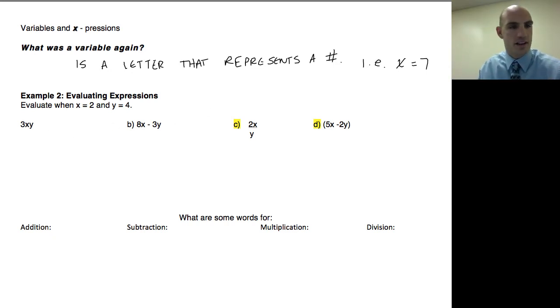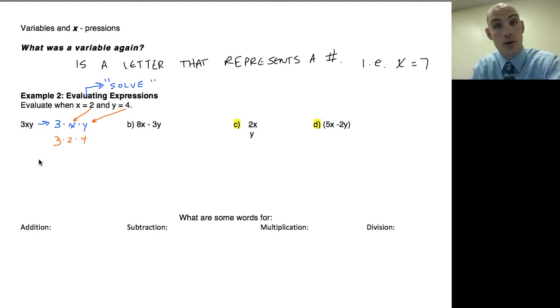And so when we go down to this next section and we start to talk about evaluating, remember what evaluate means? It means solve, right? So we're going to solve these expressions and we're going to use x equals 2 and y equals 4. So the first one is 3xy. Well, this really means 3 times x times y. And if we substitute in, we can say that's 3, x is 2, y is 4, times 2 times 4.